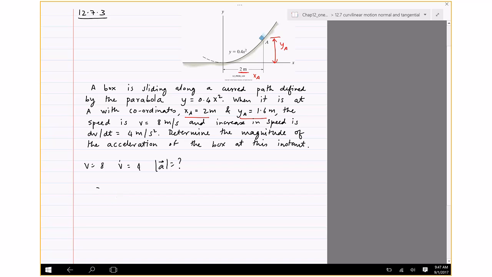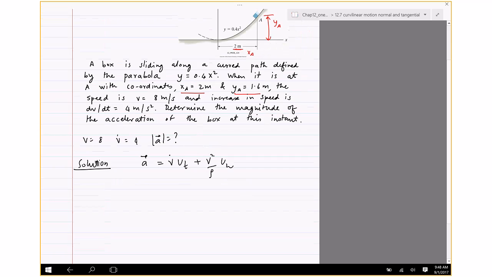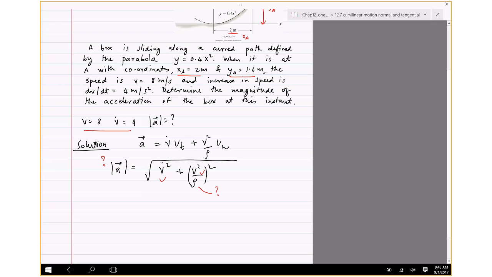So, solution. a is v dot u t plus v squared divided by rho u n. If I want to find the magnitude, I need to take the square root of v dot squared plus v squared divided by rho, squared. So in this formula, rho is an unknown. V dot is given to me. V is also given to me, right? V dot and v are given, and rho is an unknown. However, you can find rho because you know a formula for the curve.